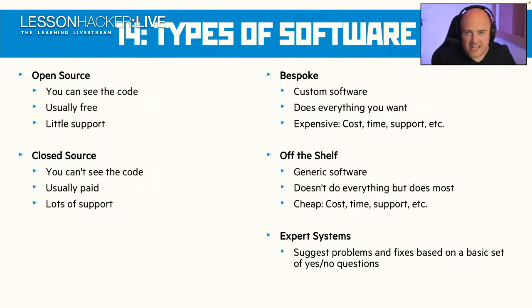You've got two pairs of opposites. Open source and closed source are the first opposite you need to care about. Open source is software where you can see the code. You can go and find the code, add to it, contribute to it, change it to your heart's content. It's normally free, but you don't get much support. If something goes wrong, you either have to fix it yourself or get people in the community to help you with it.